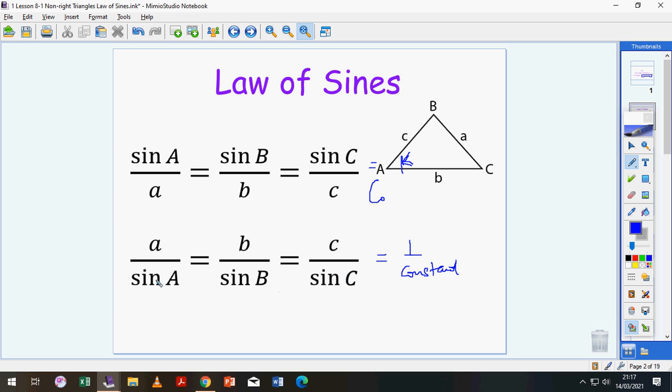If I get A divided by the sine of A for a triangle whose side A and angle A I know, that ratio, or that fraction, or that number, is going to be equal to what I get if I take B divided by the sine of B, and equal to C divided by the sine of C.